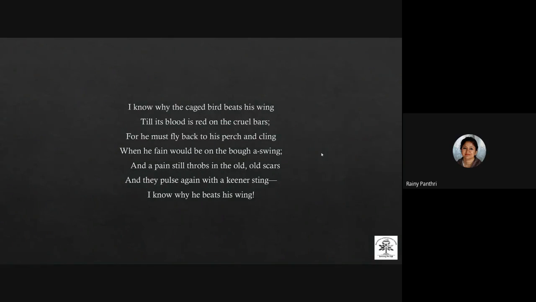I know why the caged bird beats his wing till its blood is red on the cruel bars, for he must fly back to his perch and cling, for he fain would be on the bough a-swing, and a pain still throbs in the old scars, and they pulse again with a keener sting. I know why he beats his wing.